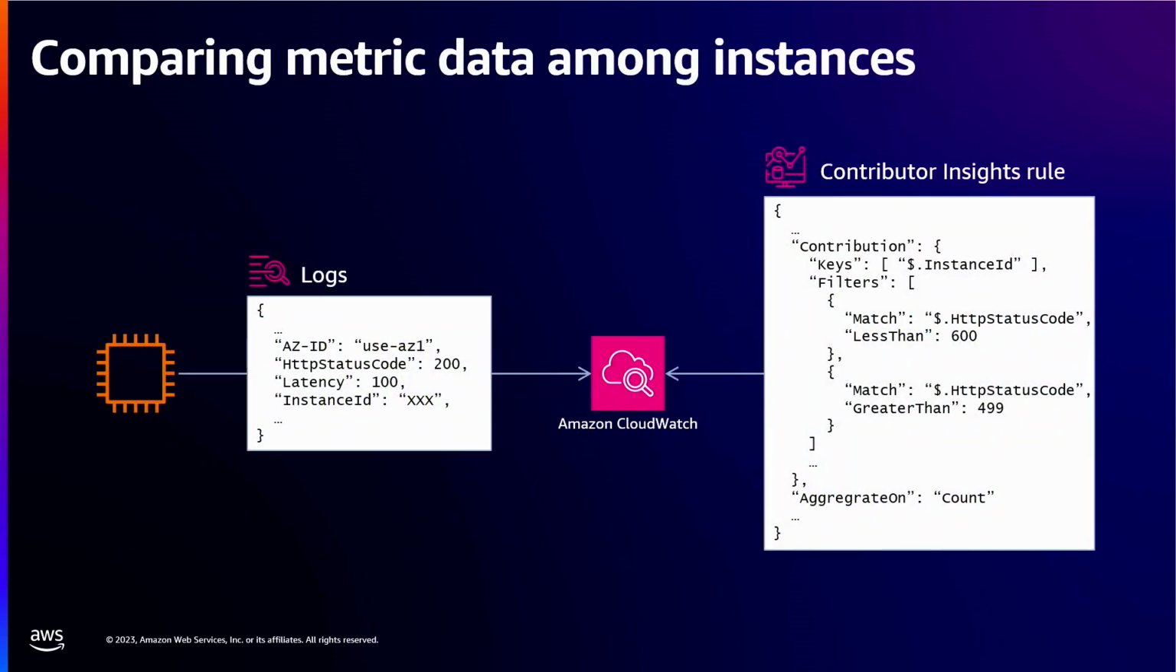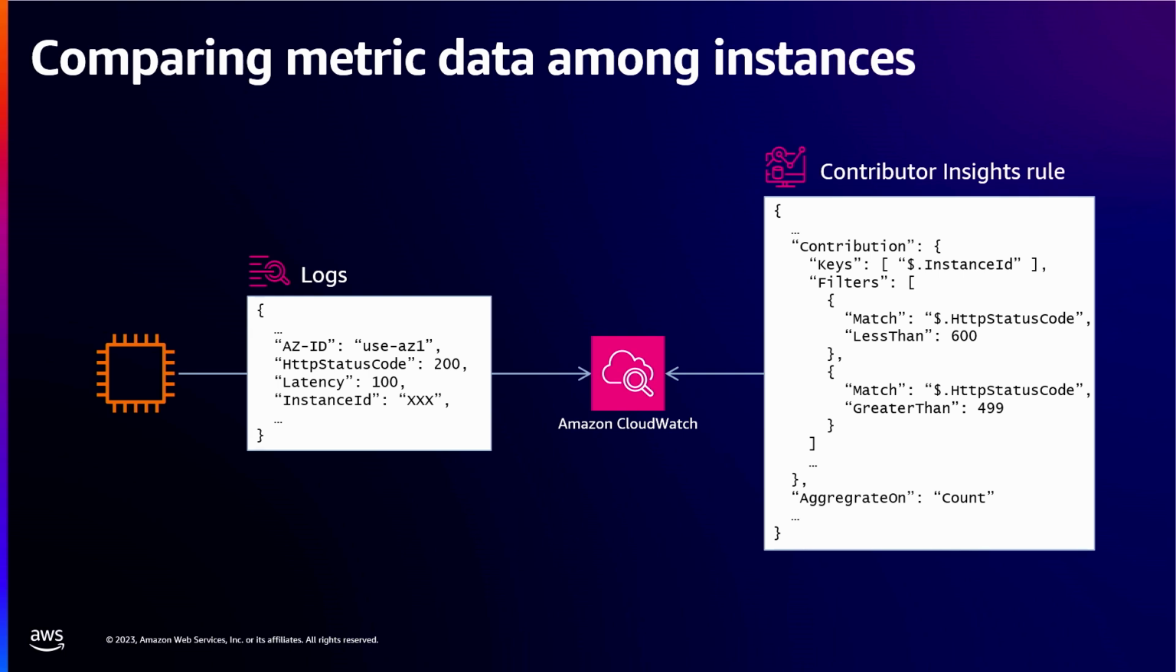But to find a gray failure, we need to be able to compare data among EC2 instances. Right? It's likely that at some point, all of your instances are going to have some level of error rate. It's generally not going to be 0 across the board. But what we really want to know is, is one host having a much worse day than everybody else? And so the way that we can do this and compare among instances is using a service called Contributor Insights.